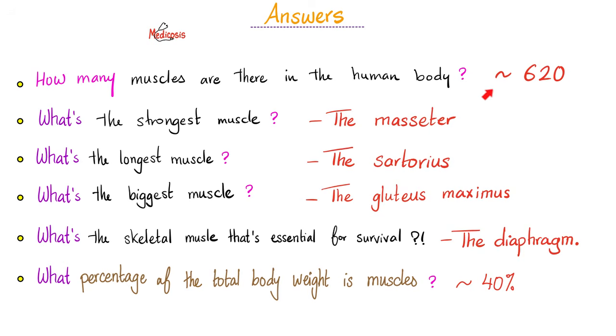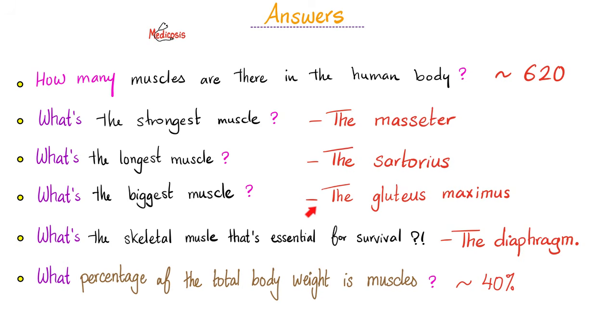How many muscles? Well, it's about 620. Some people have more muscles than others. For example, when you study the upper extremities, you will learn about the palmaris longus muscle. Not every person has it. What's the strongest skeletal muscle? It's the masseter. The strongest smooth muscle, I think it's the uterus. I mean, the uterus can push an entire baby out. What is the longest muscle? Sartorius for sure. The thickest or biggest muscle, the gluteus maximus.